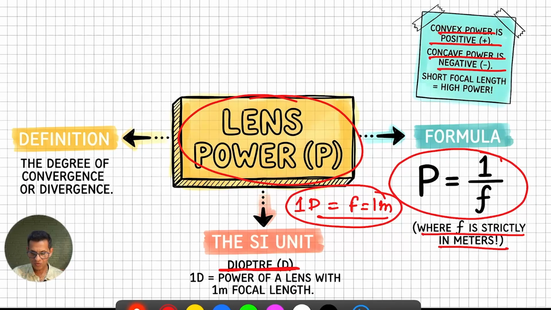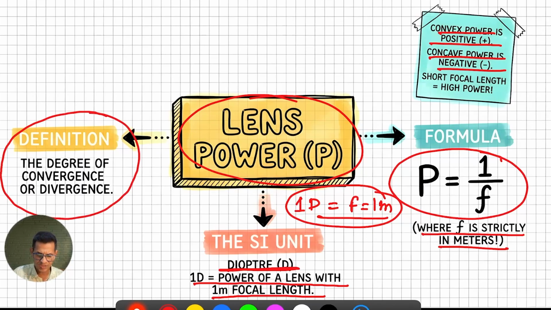As I said, 1 diopter is the power of a lens with 1 meter of focal length. So the unit of power is 1 diopter. Another definition we can give is that power is the degree of convergence or divergence brought about by the lens. You can also write it as the reciprocal of its focal length in meters. So P is equal to 1 upon F.